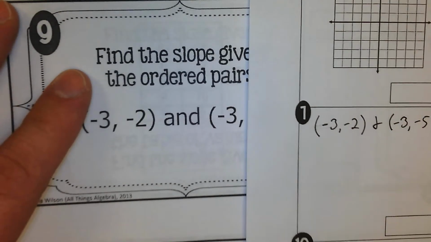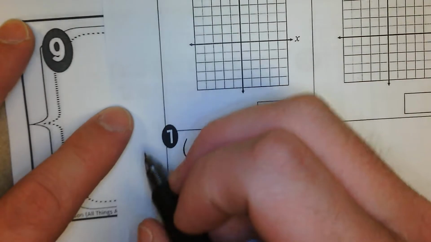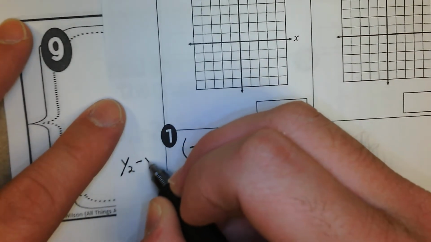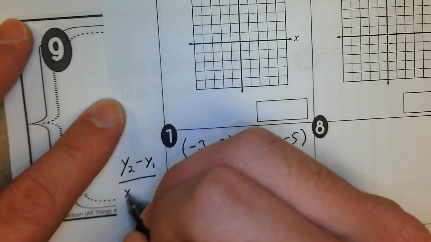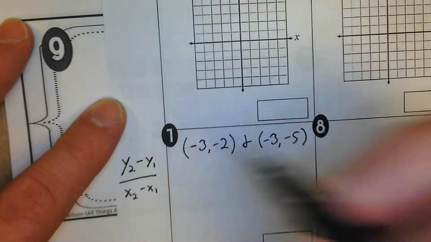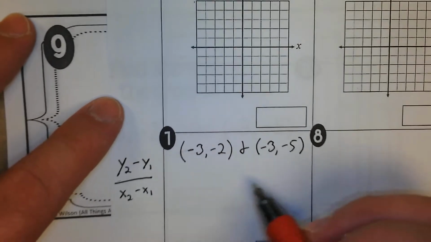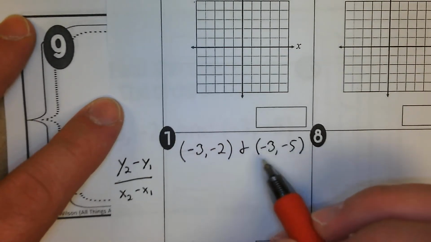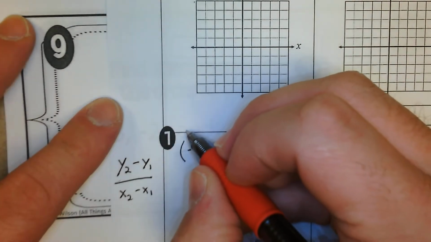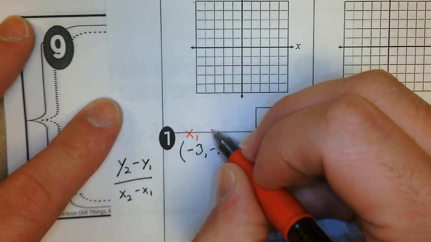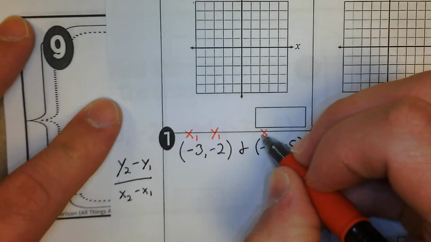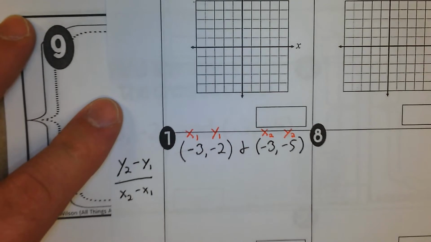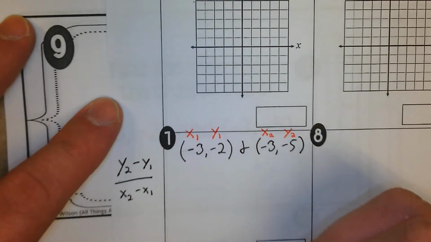Now you have to be really careful here. The formula we need to use is y2 minus y sub 1 divided by x sub 2 minus x sub 1. Meaning, you have 2 points, point 1, point 2. So that's x1, y1, x2, y2. So go ahead and label those. x1, y1, x2, y2.